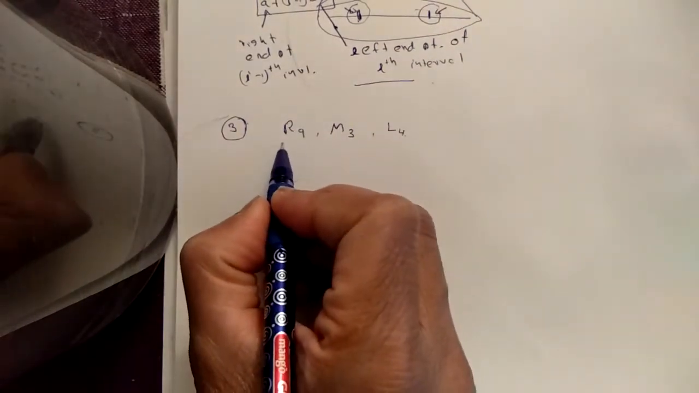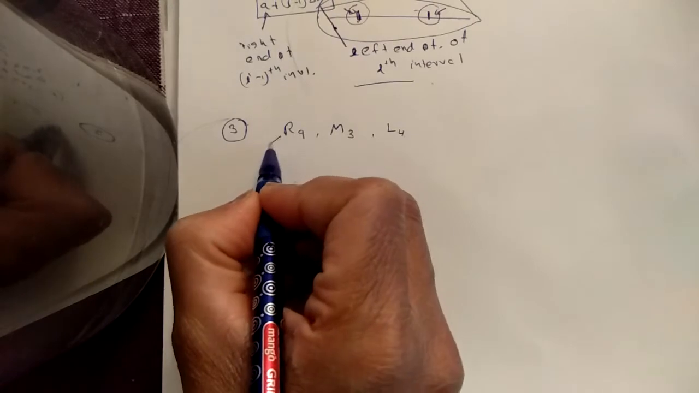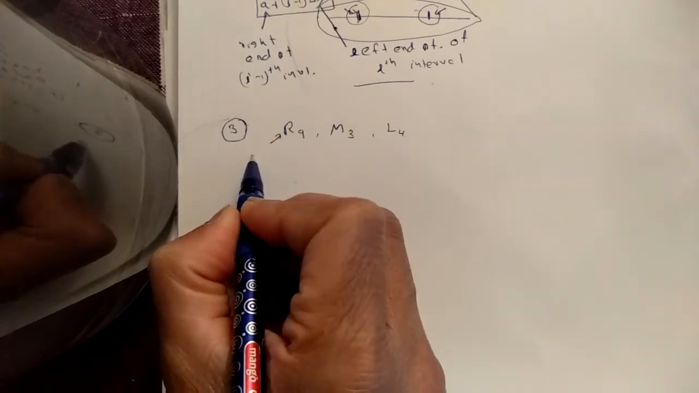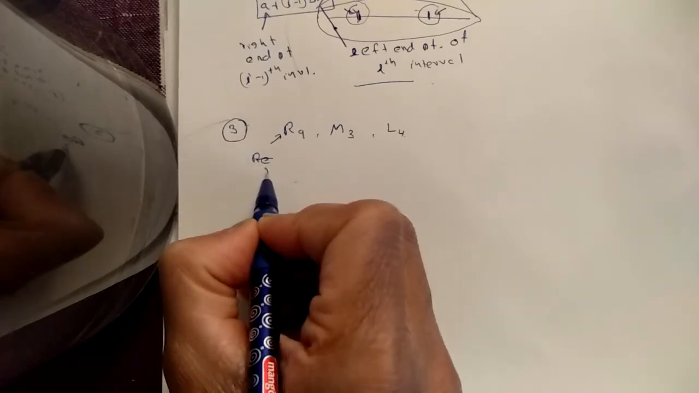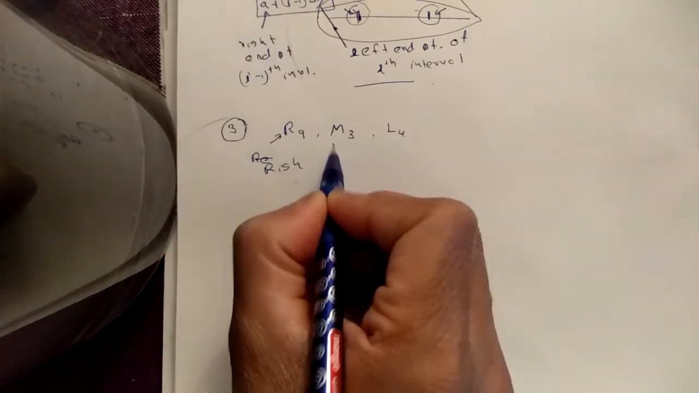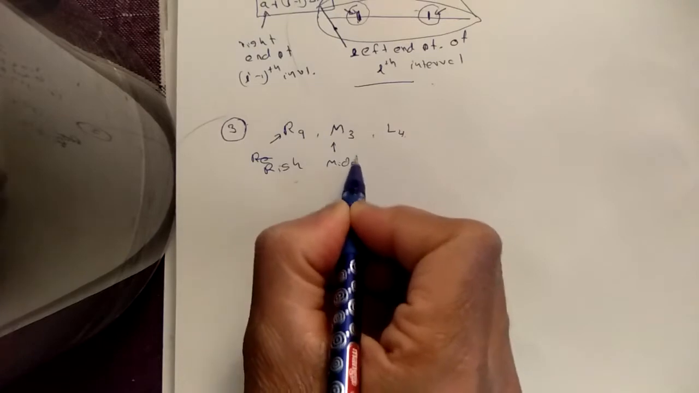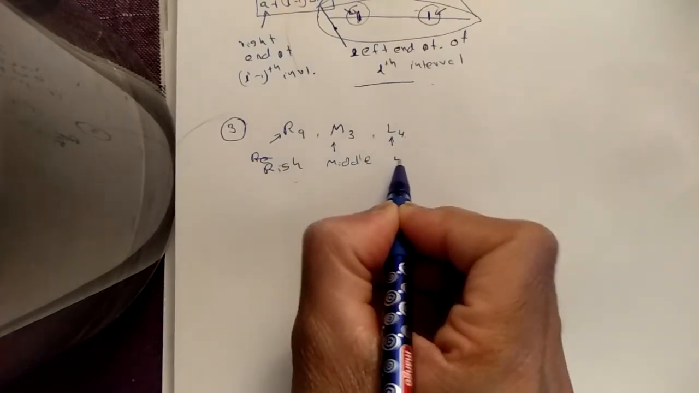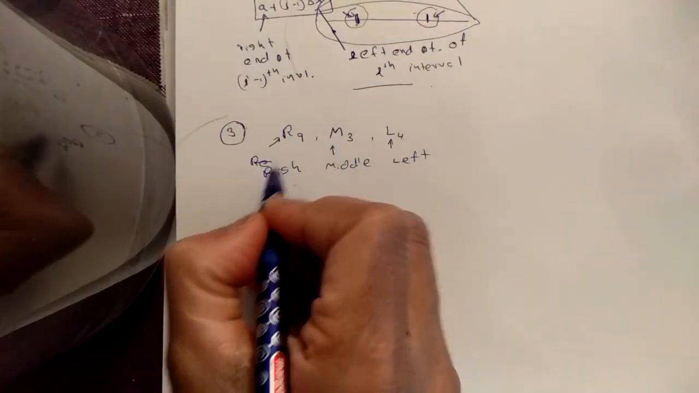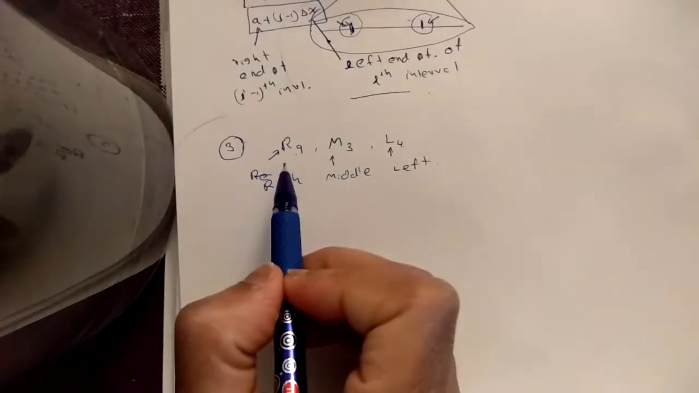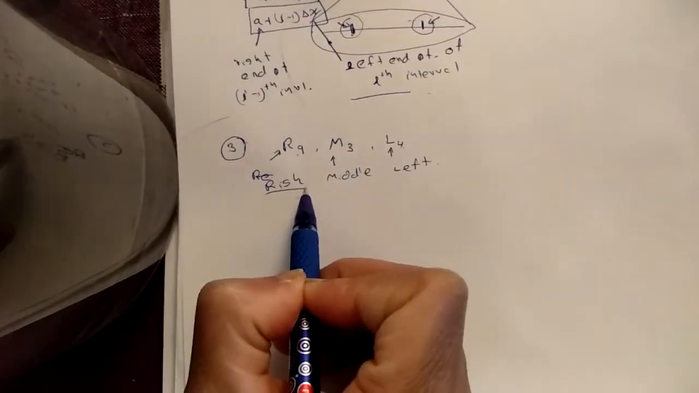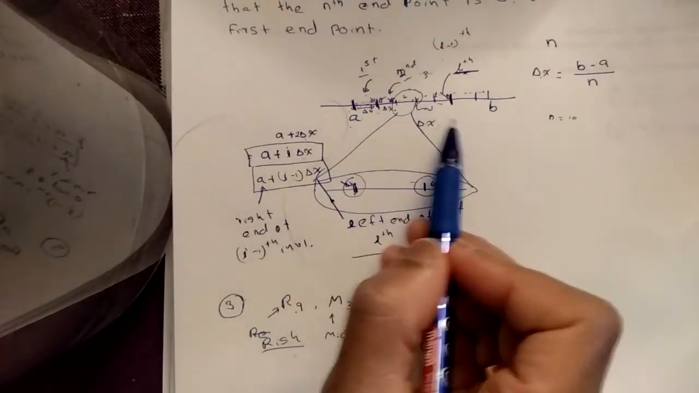Right, now what do we mean by R9? Here, the letter R stands for right, this one is for middle, and this is for left. So what do we mean by R9? When you say R9, that means we are considering the right endpoints of our interval.